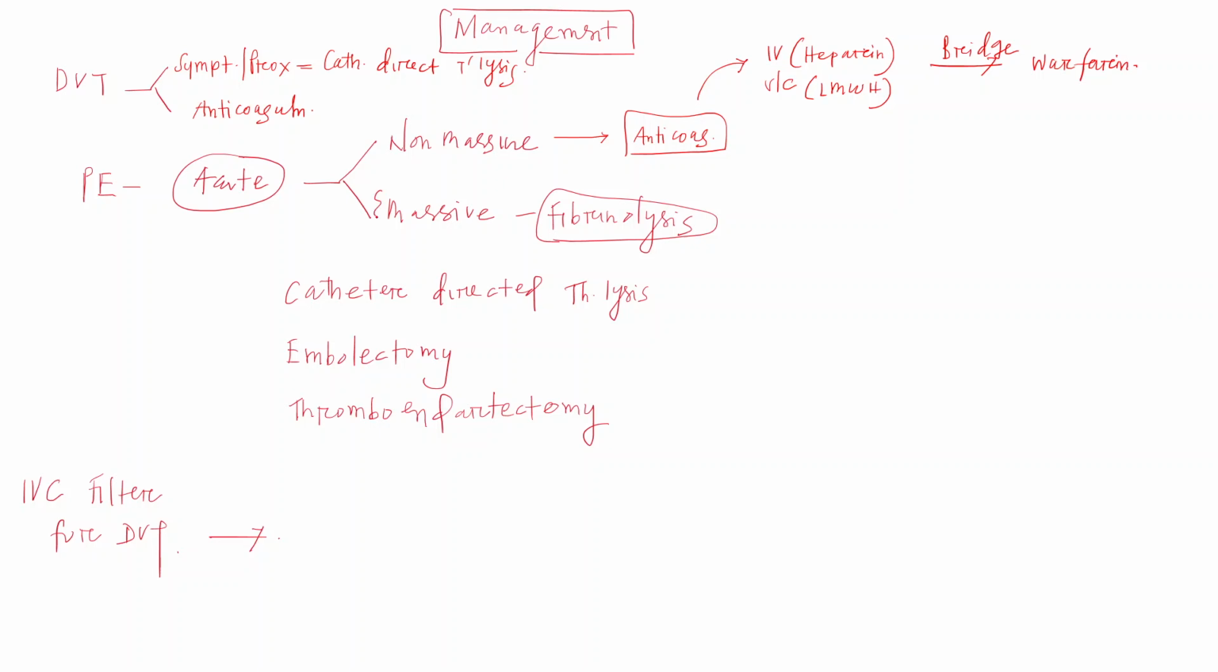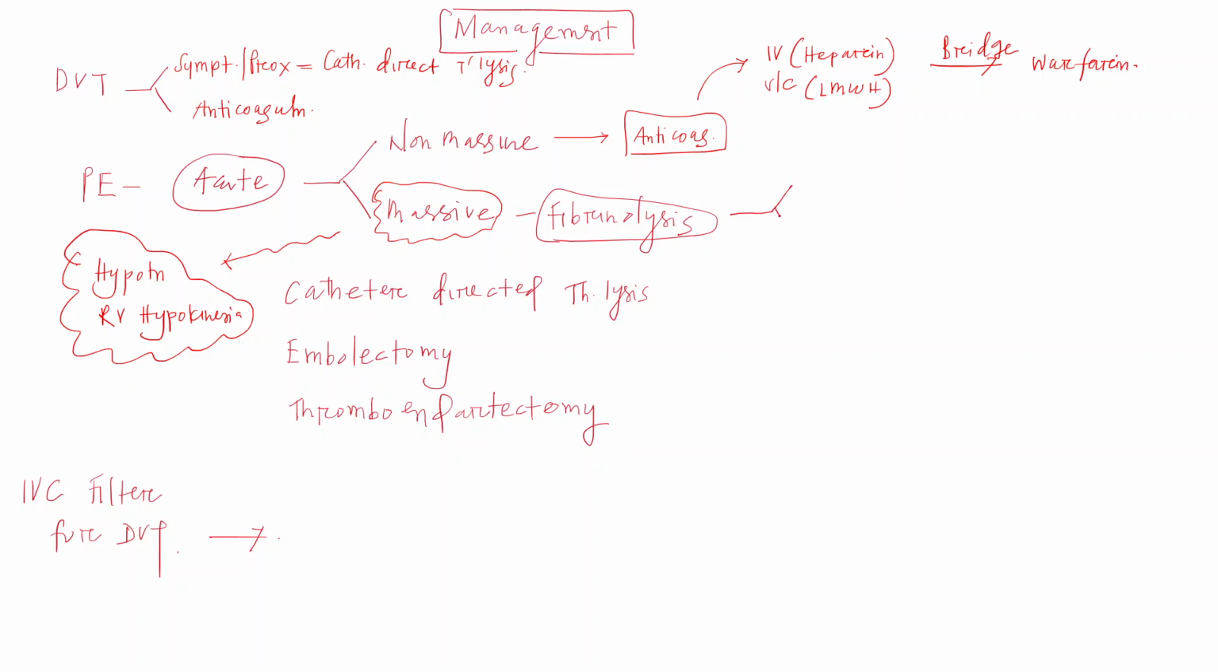If it is massive, what do we mean by massive? Massive means either there is hemodynamic compromise, that means the patient is having hypotension, systolic blood pressure less than 90, or there is severe RV hypokinesia. These are the indications that the patient is having massive pulmonary embolism. In those cases, we can do fibrinolysis. Fibrinolysis is done with recombinant tissue plasminogen activator, or streptokinase can also be used.